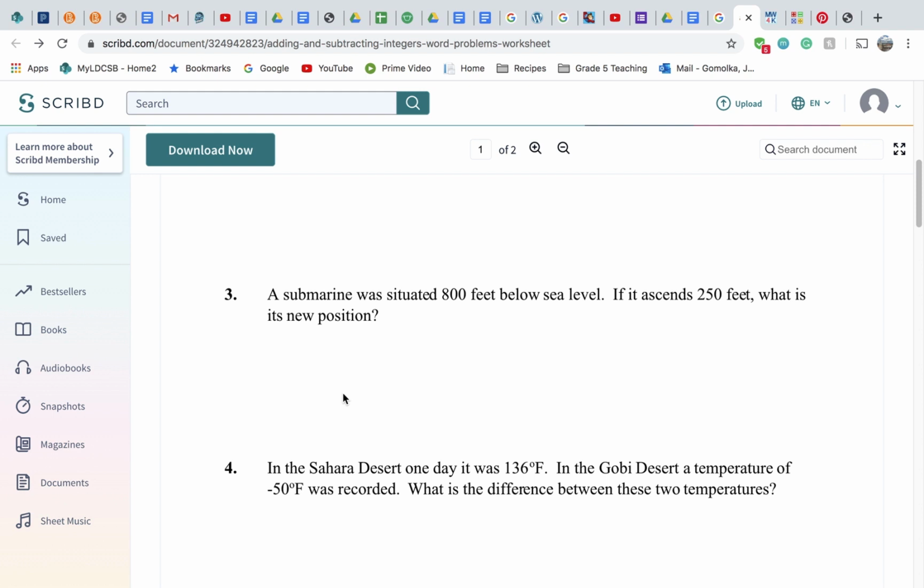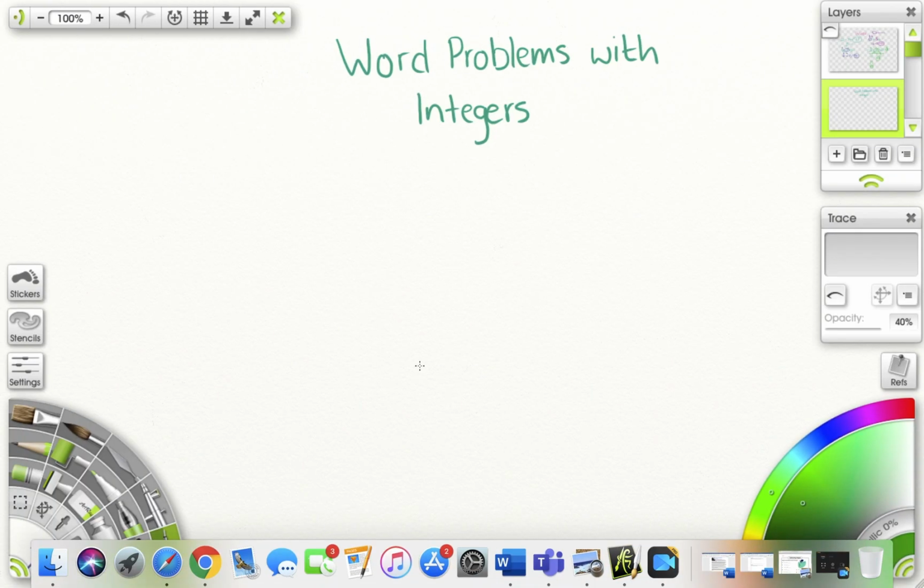All right. A submarine was situated 800 feet below sea level. If it ascends 250 feet, what is the new position? So, if this was sea level right here, this is the top of the ocean, our submarine is 800 feet below this level. So from here to here is 800 feet. It ascends 250 feet. What it means by ascends is it goes up by 250 feet. What is the new position?